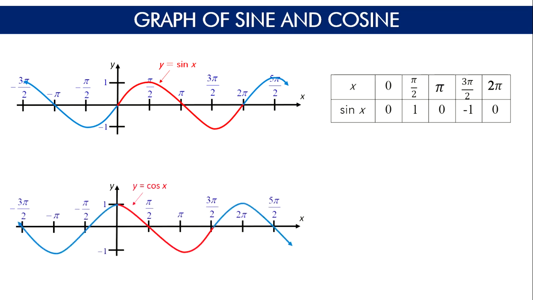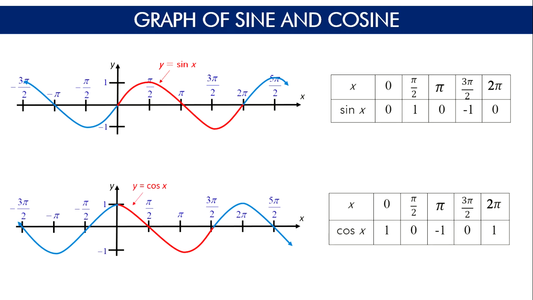If we evaluate cosine 0, that is 1. Cosine pi over 2 is 0. Cosine pi is negative 1. Cosine 3 pi over 2 is 0. And cosine 2 pi is equal to 1. So as you can see here, we can identify some of its properties.